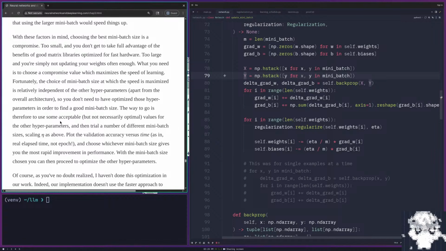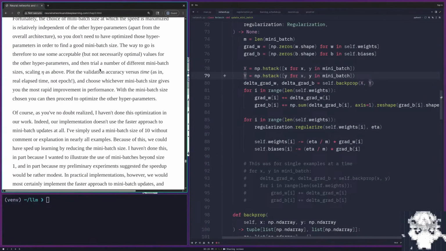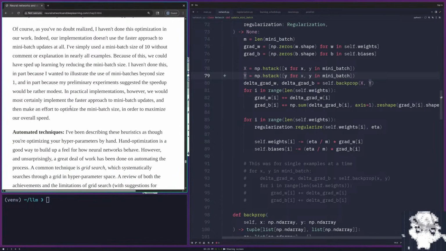Fortunately, the choice of mini batch size at which the speed is maximized is relatively independent of the other hyperparameters, apart from overall architecture. So you don't need to have optimized those hyperparameters in order to find a good mini batch size. The way to go, therefore, is to use some acceptable but not necessarily optimal values for other hyperparameters, and then trial a number of different mini batch sizes, scaling eta as above. Plot the validation accuracy versus time, as in real elapsed time, not epoch, and choose whichever mini batch size gives you the most rapid improvement in performance. With the mini batch size chosen, you can then proceed to optimize the other hyperparameters.